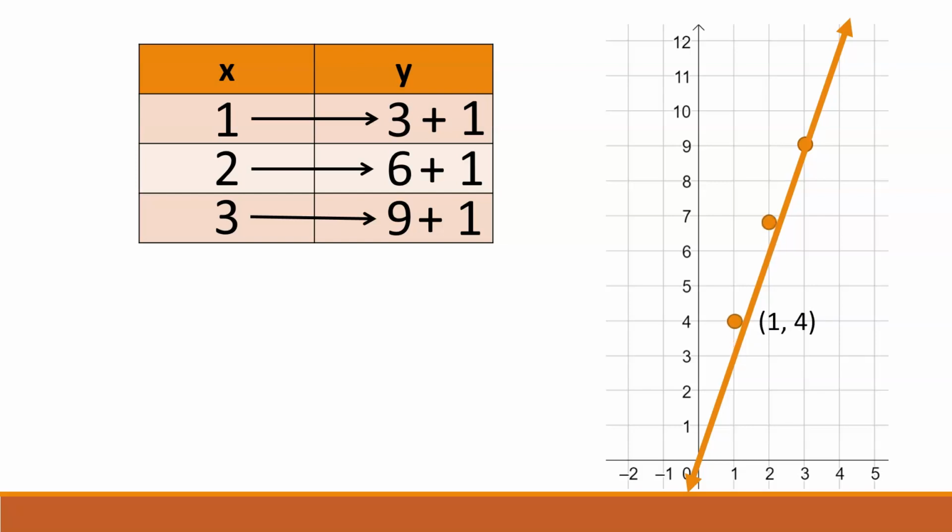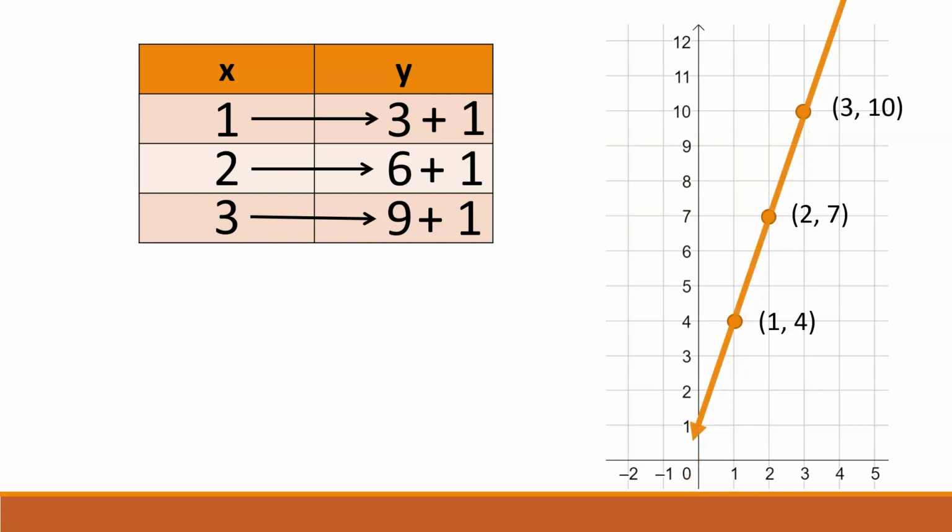So 1, 3 plus 1 is 4, 1, 4. 2, 6 plus 1 is 7, 2, 7. And 3, 9 plus 1, 9 plus 1 is 10. So 1, 4, 2, 7, 3, 10. Great, we've still got a line. Now, let's see if we can figure out what the equation is.